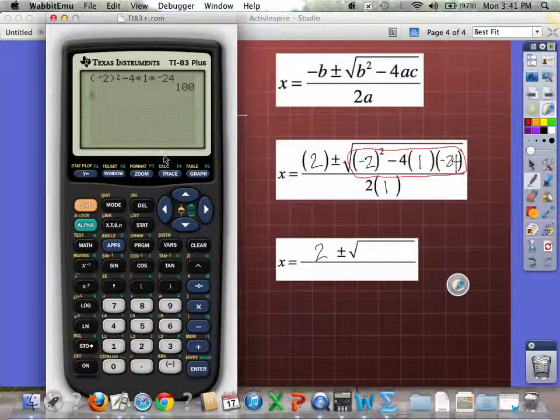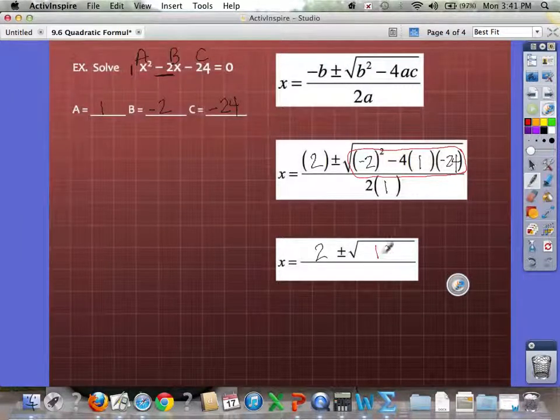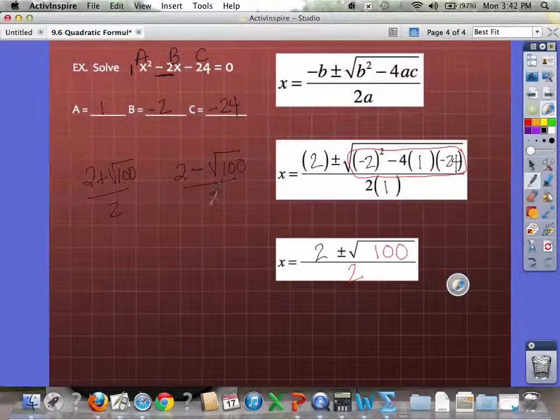All right, so that makes 100 that goes right here. Okay? And then the last thing is 2 times 1, which is 2. All right, now we need to clean that up. So 2 plus or minus the square root of 100. Well, let's write 2 plus the square root of 100 divided by 2, and then 2 minus the square root of 100 divided by 2. Because that's what that plus minus means. You have to do a positive version and a negative version.